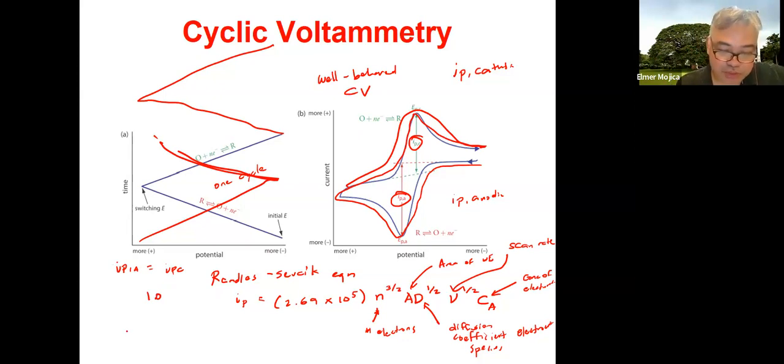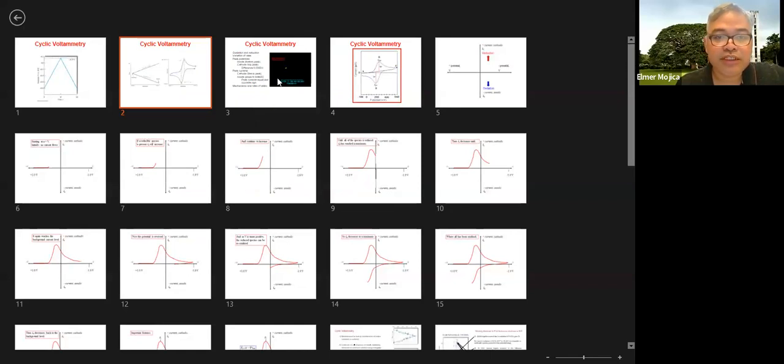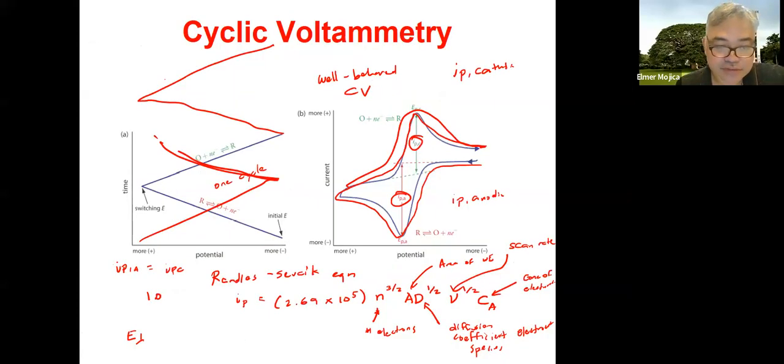Now, the half-wave potential that we have here, that's E1/2. That is just equal to the potential at the anodic plus the potential at the cathodic, over 2. So that's midway between the anodic and the cathodic peak potential.